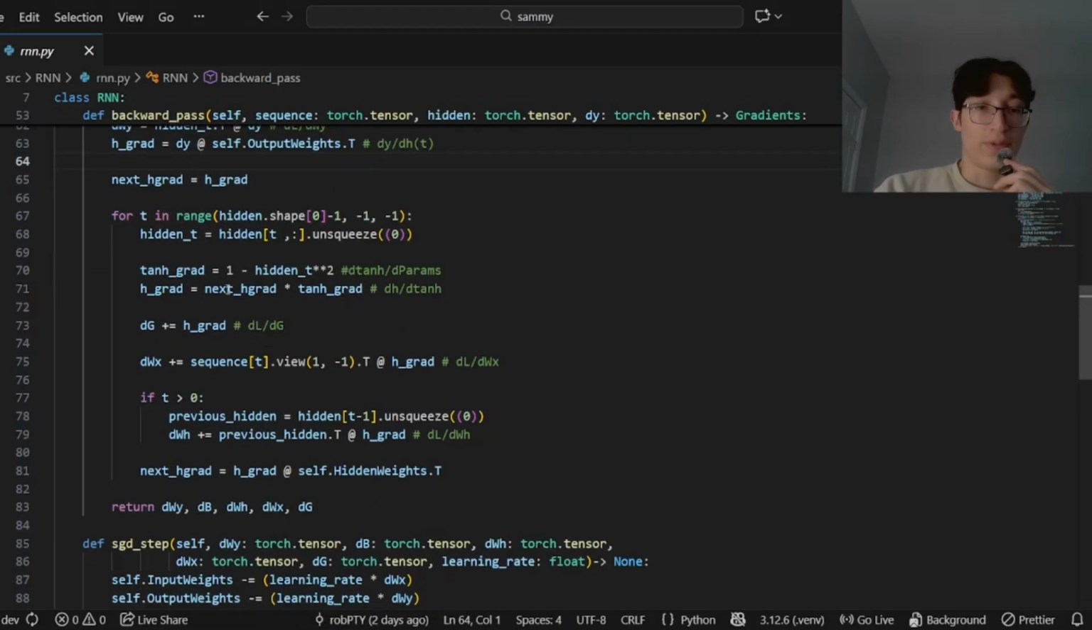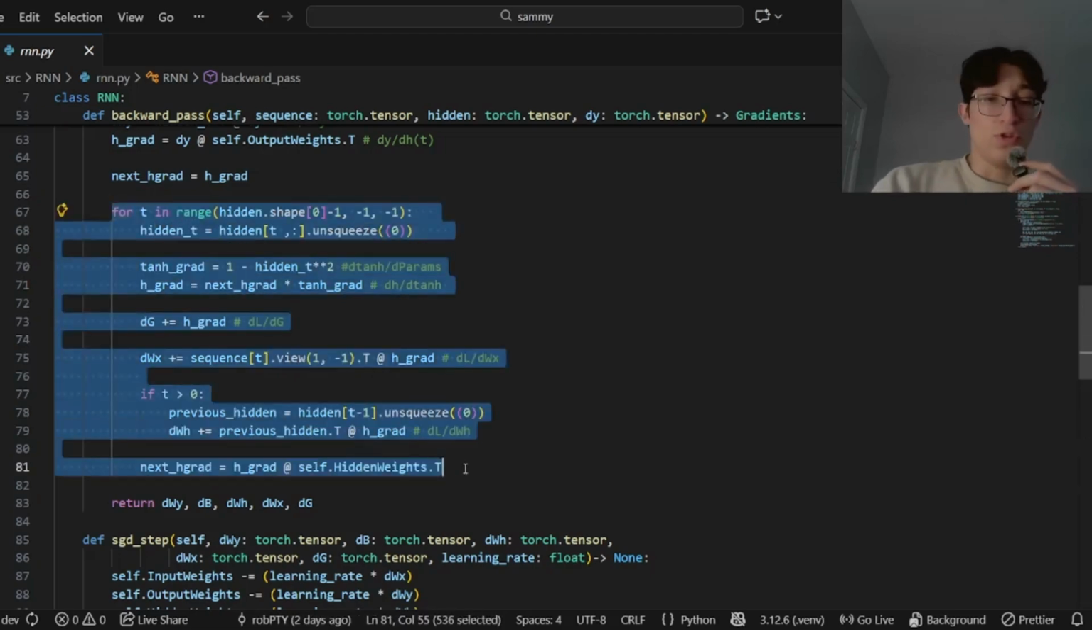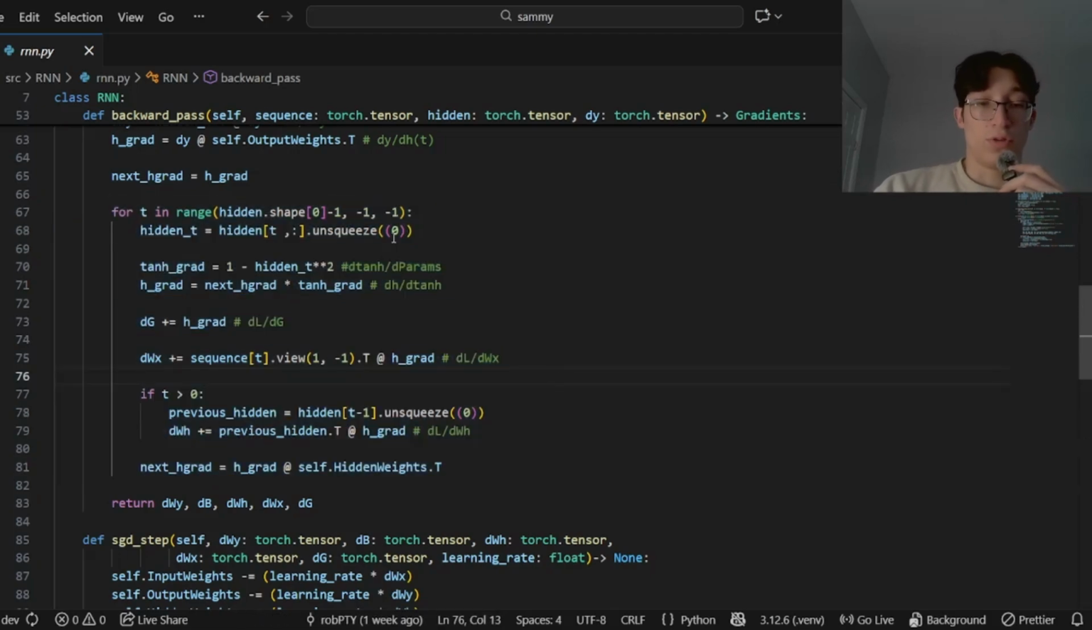So once we get to this step, it starts getting a little more tricky. We have to keep track of the next hidden gradient, because since we're traveling through time, we rely on the one from the time after. So for example, at time step t equals 2, we require the hidden gradient from t equals 3. And that's what we're storing here. So then, we're going to loop all the way backwards to time step t equals 0. And each time we're going to be unpacking the hidden state value at that time t.